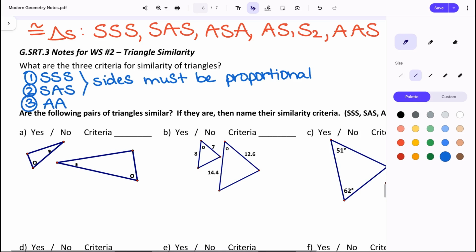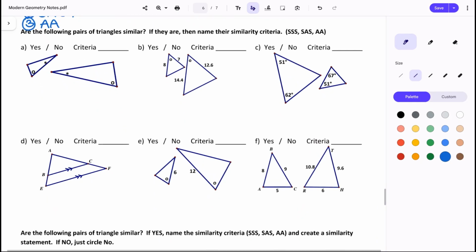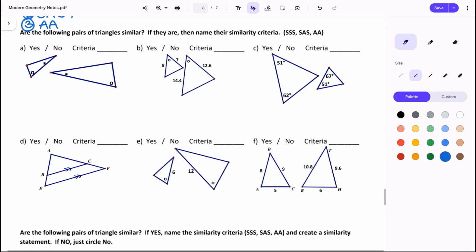So on these similarity tests, you only need 2 angles in order to use angle. We don't have to have all 3 because the third one should be a guaranteed fit. So down below, we have some pictures of similar triangles or potential similar triangles.